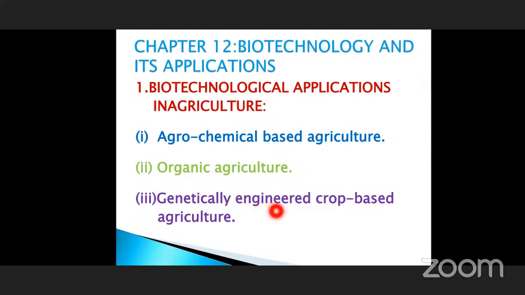Then there is genetic engineering, nothing but rDNA technology. With the help of rDNA technology, some desirable genes are isolated from a plant or microbe and inserted into a vector, nothing but a plasmid, to make the rDNA or chimeric DNA, which is transferred into a particular host, either a plant or animal. So it is genetically engineered crop-based agriculture. With the help of this genetic engineering, plants, bacteria, fungi, and animals whose genes have been altered by manipulation are called genetically modified organisms. Genetically modified plants are useful in many ways, nothing but production of high yielding, disease resistance, stress resistance, etc.